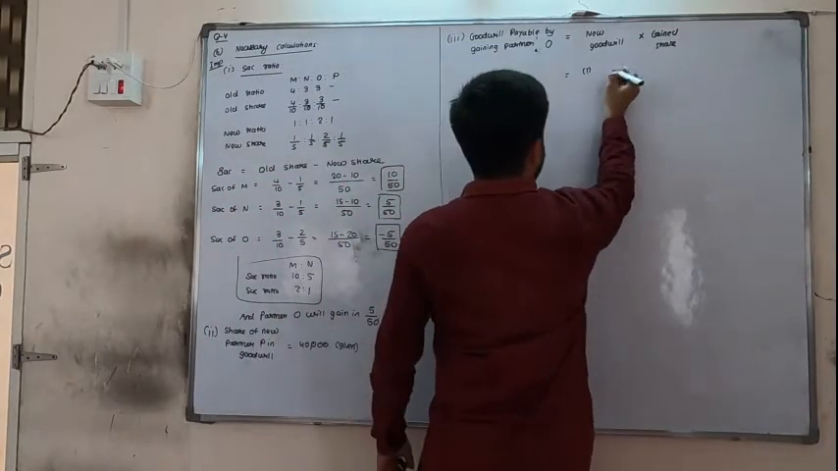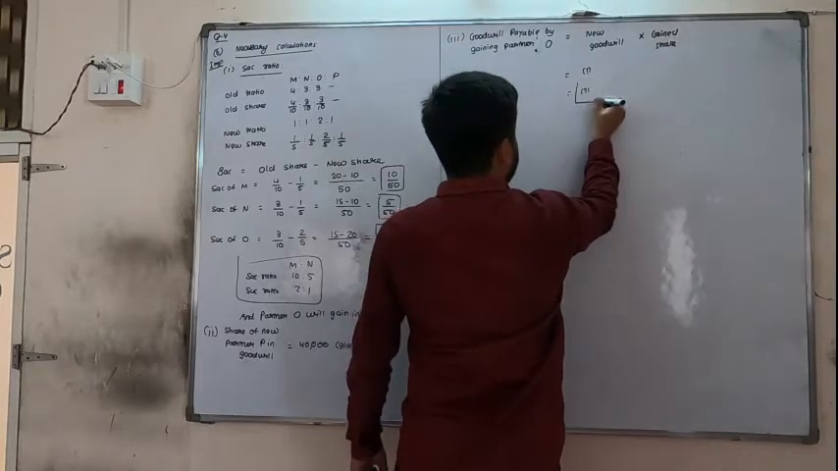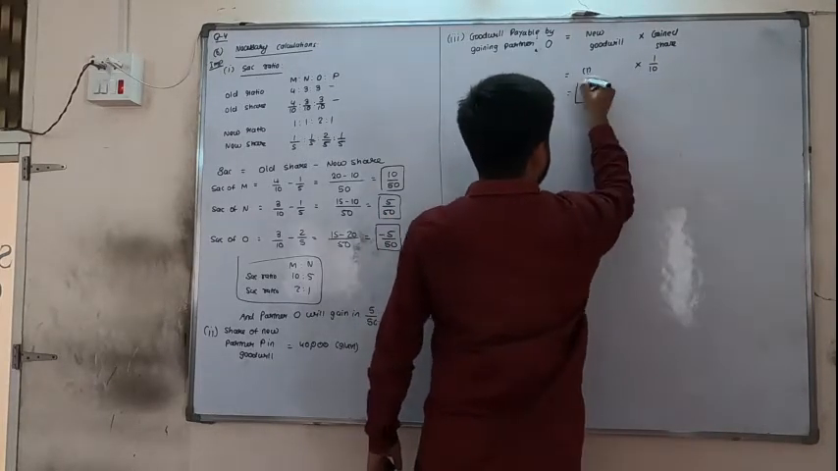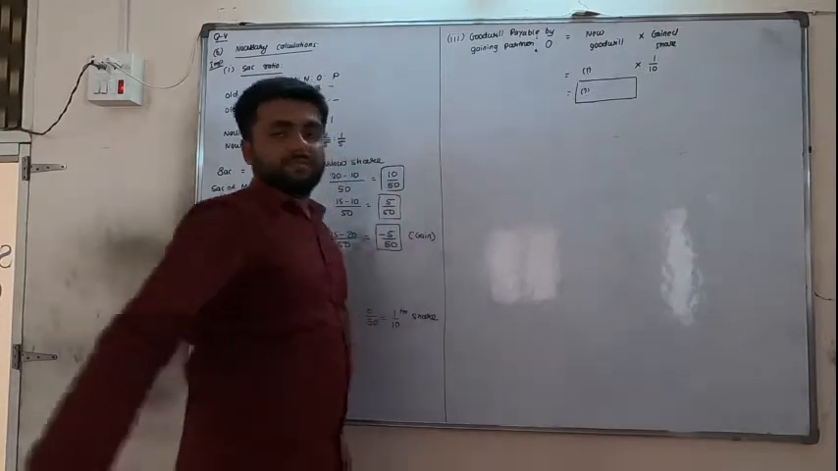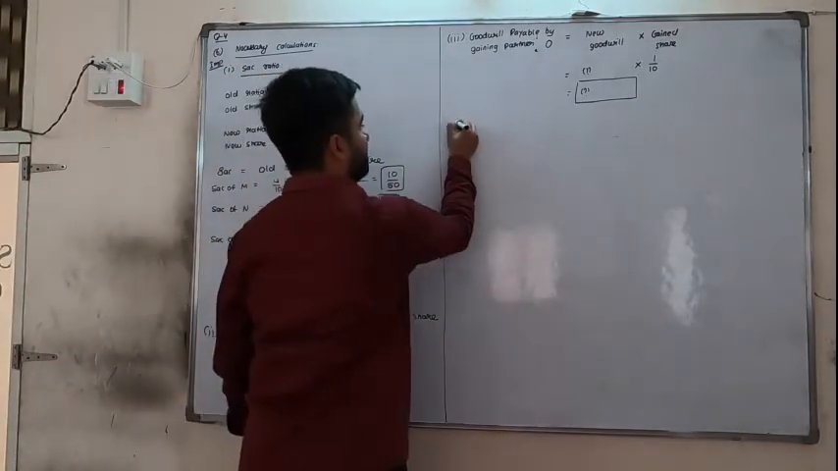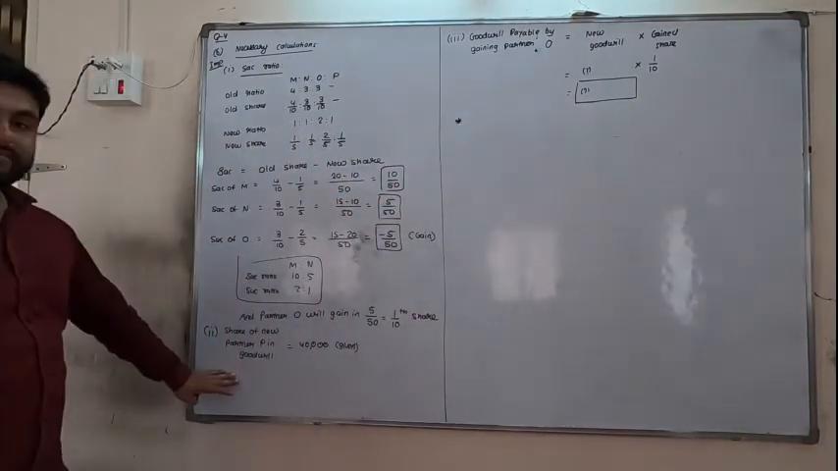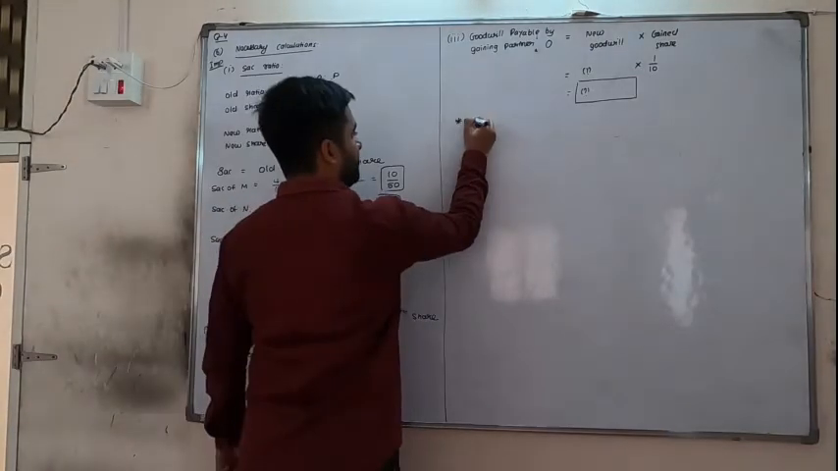Okay, so again you leave one line, and this gain share is 1/10 below. Again you make the box. Again, like the previous sum, you take the base from here. From this we can find the new goodwill.